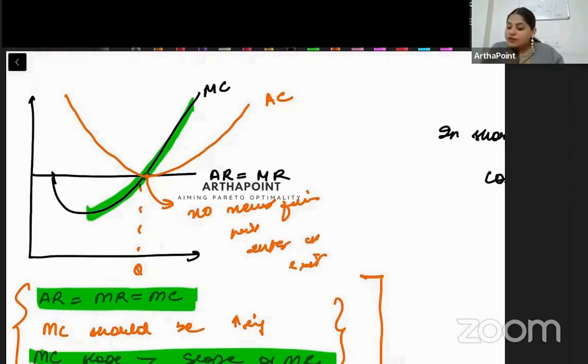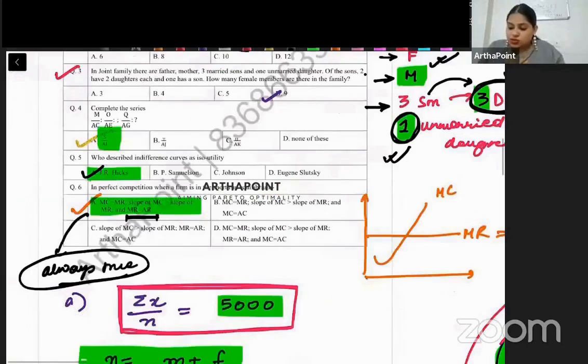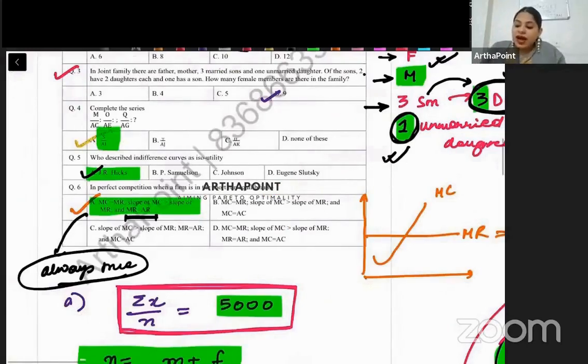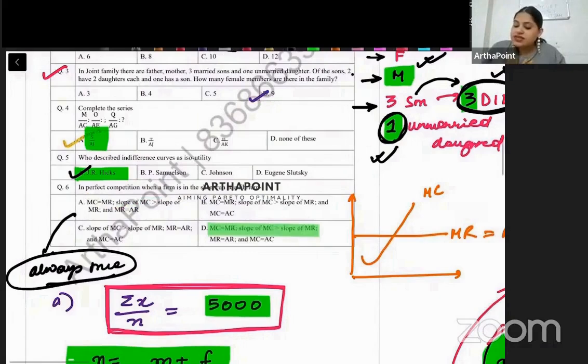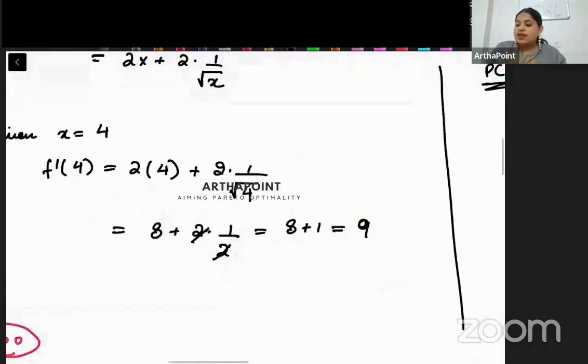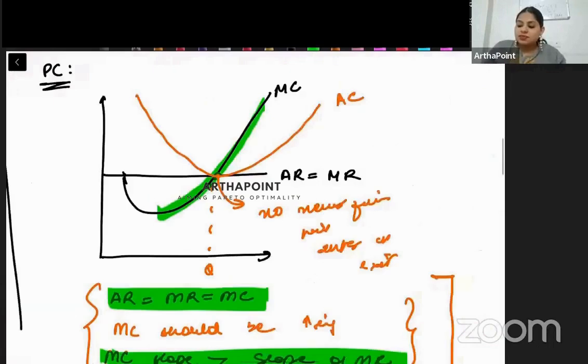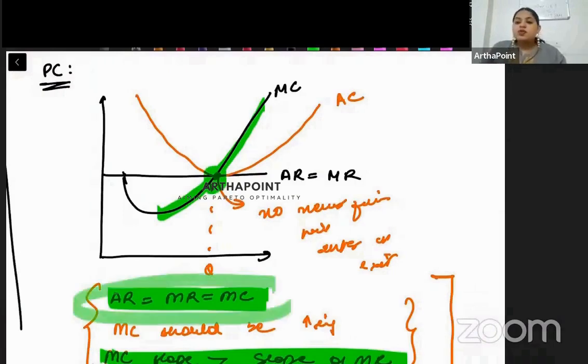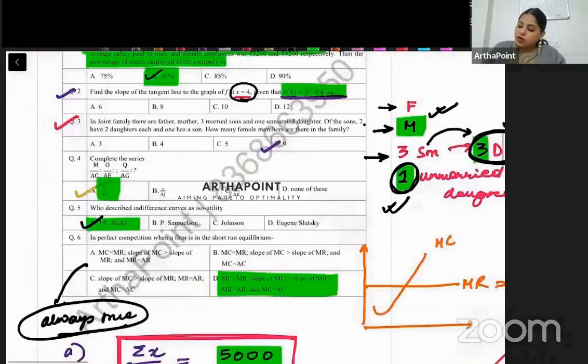So beta, along with these three conditions, they are giving you an additional condition. These were the first three that I had to check. They've also given me this condition that MC and AC are equal. And MC is equal to AC only when AC is at its minimum. And at that point, P is also equal to MC because of this condition. So the final answer should be D, where all these four conditions are thoroughly satisfied.